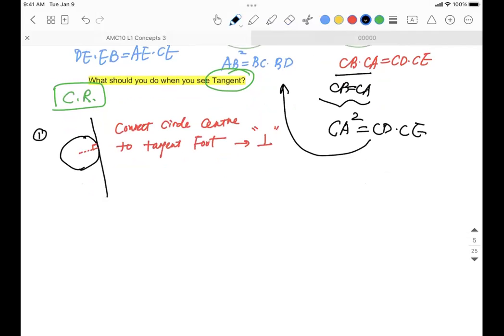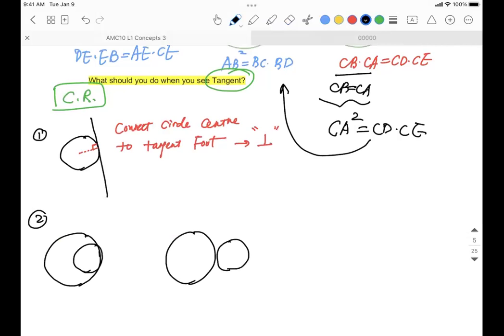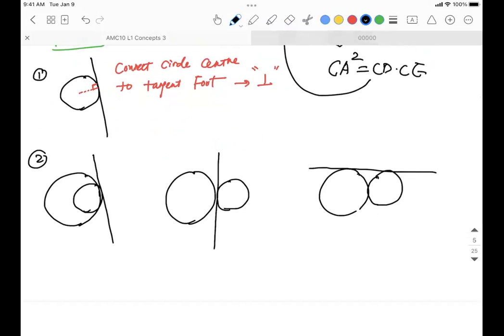Then what about when you have two circles? If two circles are tangent to each other, you might have internal tangent, you might have external tangent, or you might have something like this. I'm going to give an example. Go like this, or go like this. Does it make sense? Whenever you have two circles that are tangent to each other, or maybe they're tangent to another line, you might end up with these three different scenarios.